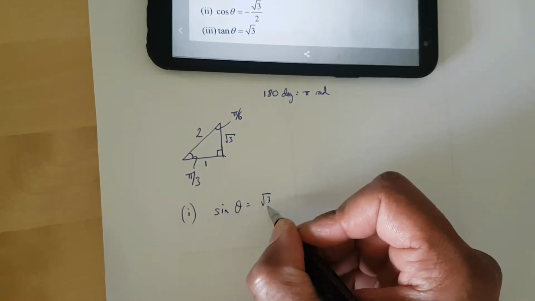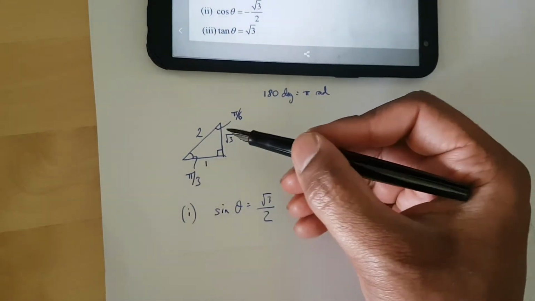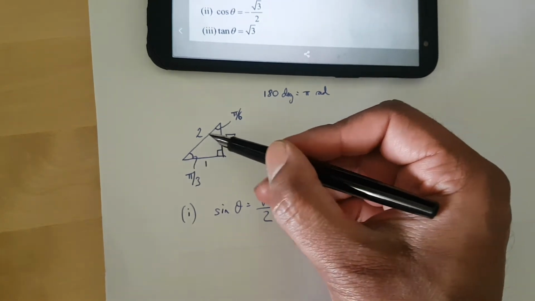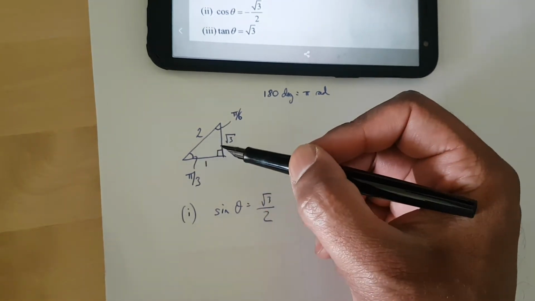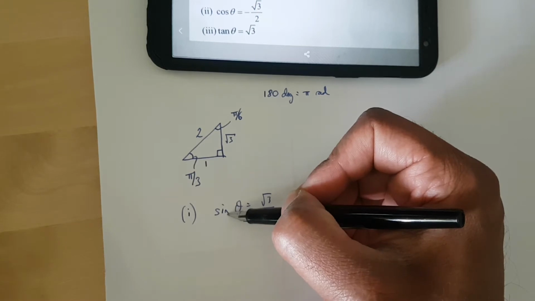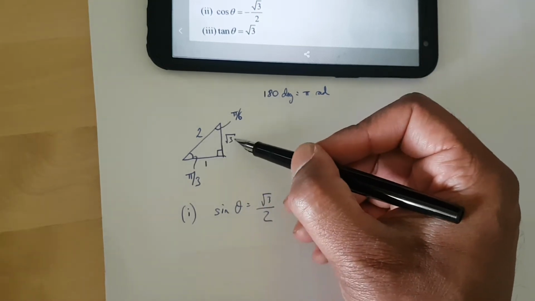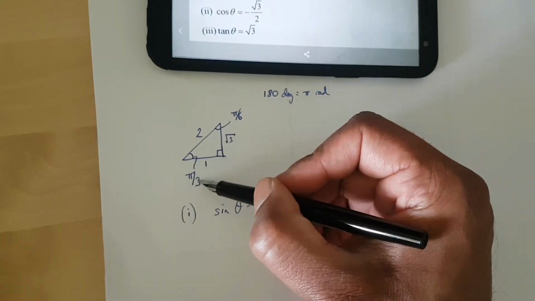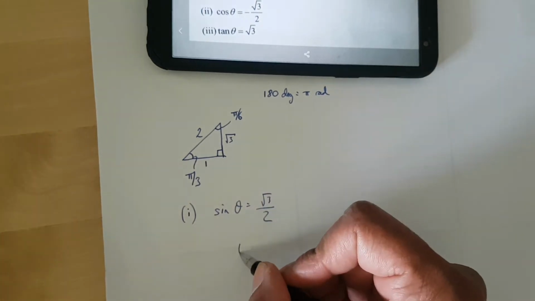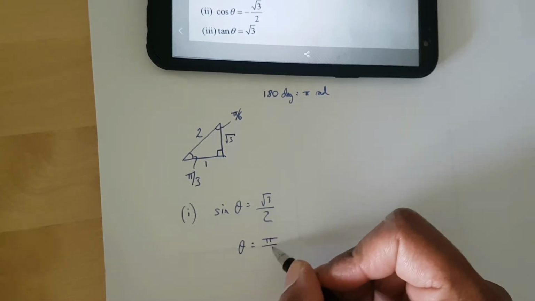I then look at question 1 here, which says that sine of theta is root 3 over 2. Well, which of these angles do I have then? I've got root 3 over 2. Well, it's a sine. Sine means opposite over hypotenuse. So there's my hypotenuse. I want it to be opposite, which is root 3. So I'm talking about the pi over 3 bit here. So I know that theta is going to equal pi over 3.